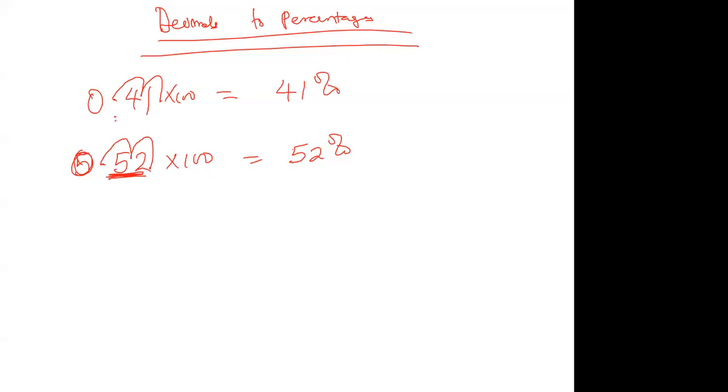So if you say that, what is 0.04 as a percentage? So you multiply by what? By 100 too. You count the loops. 1, 2. So it's going to be 0.4. That's going to be what? 4%.